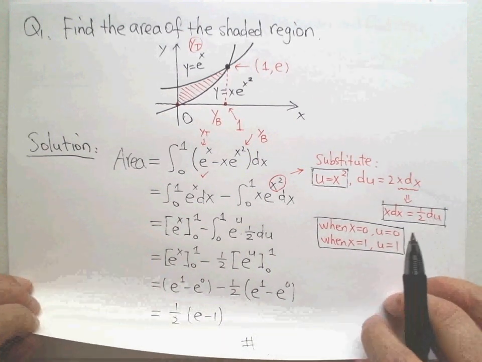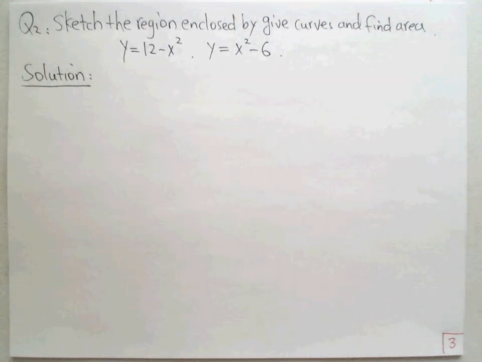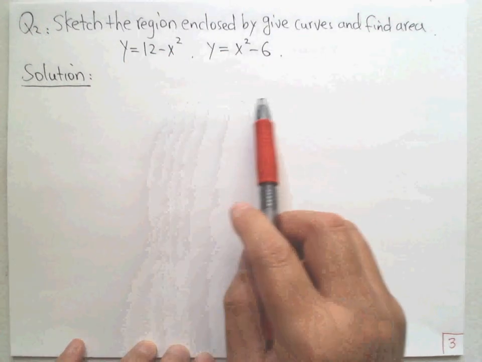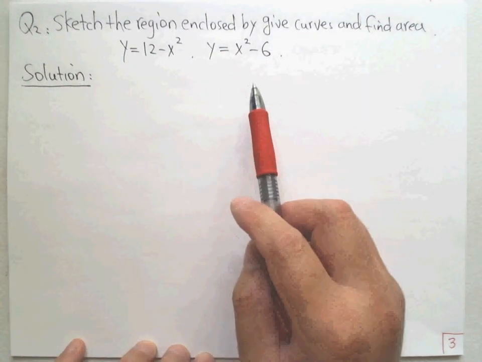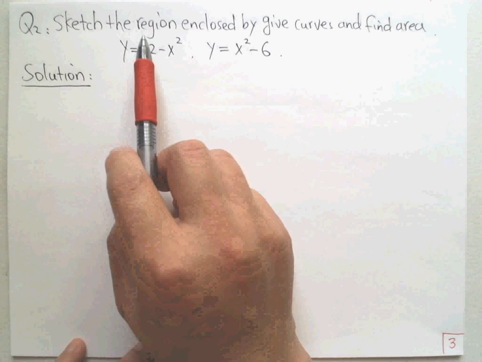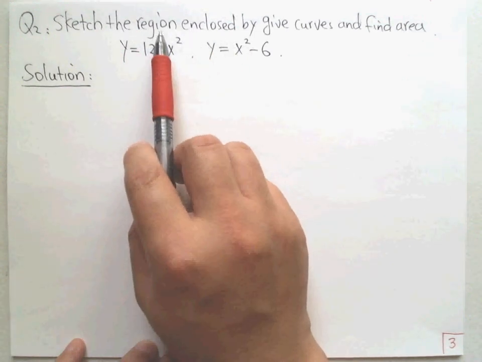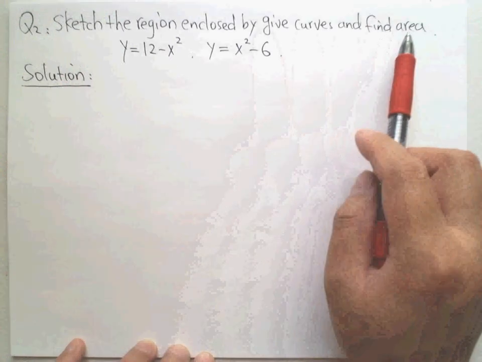We look at the second example, and here is the second example. We need to sketch the region. We don't have a graph, so we have to graph by ourselves, find where the region is, and then use the method we just showed to find the area.